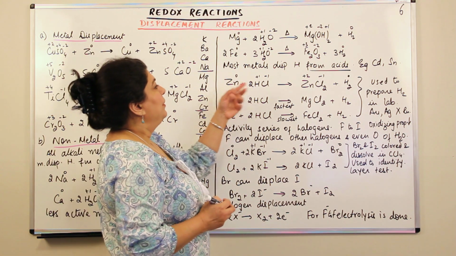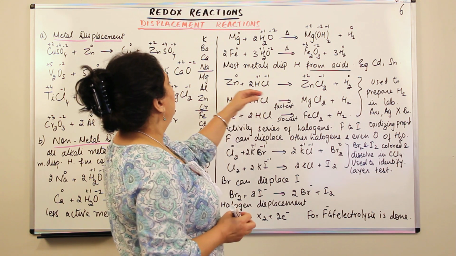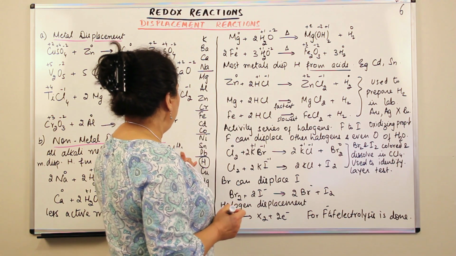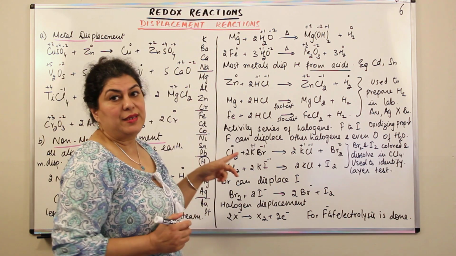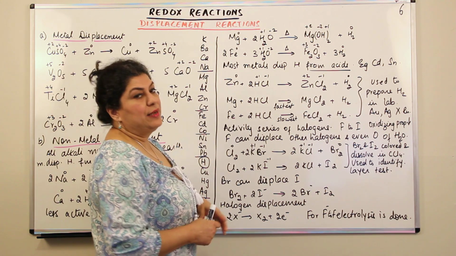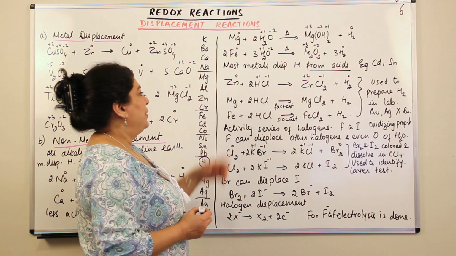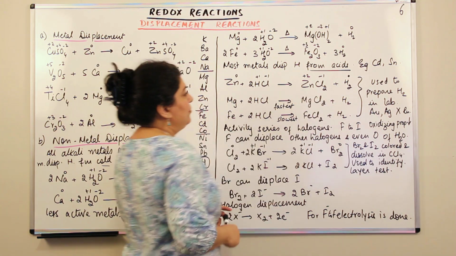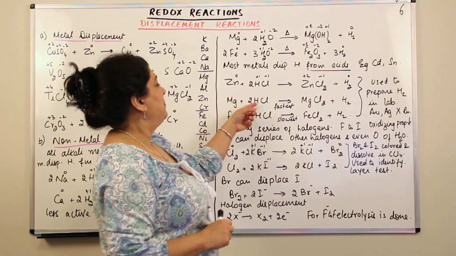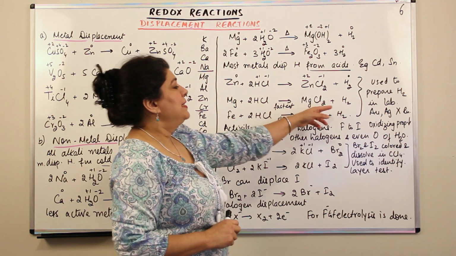For example, you have cadmium, tin. Any metal which is higher than hydrogen in the reactivity series would displace hydrogen from its acid. For example, zinc combines with HCl to give you ZnCl2 plus hydrogen. Magnesium combines with HCl to give you MgCl2 and hydrogen.